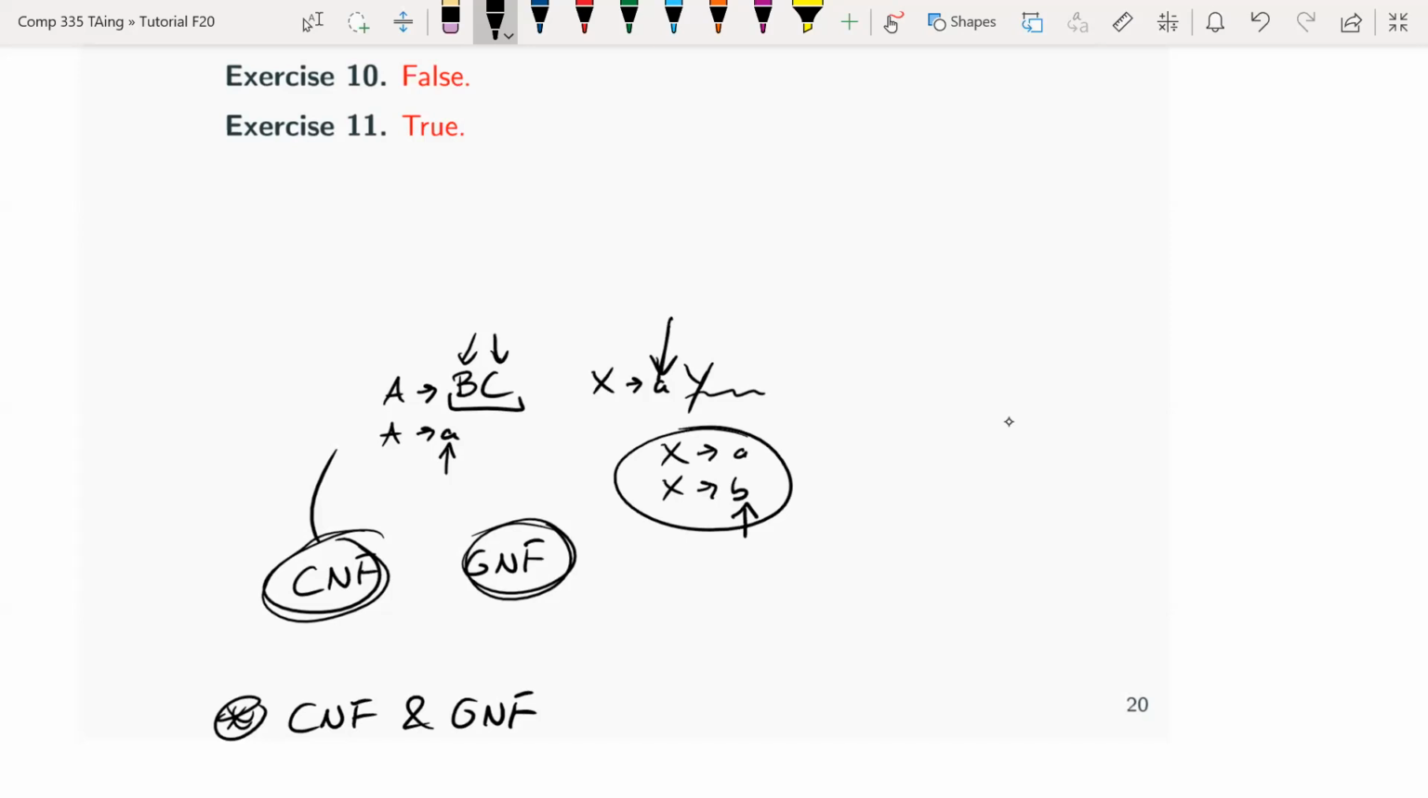Okay, so that was one example about understanding the difference between CNF and GNF. If you can come up with a question like this and then solve it, then you've probably understood the fundamental differences between the two. Okay, so is that good? I think that's good. If there are questions, of course, let me know.